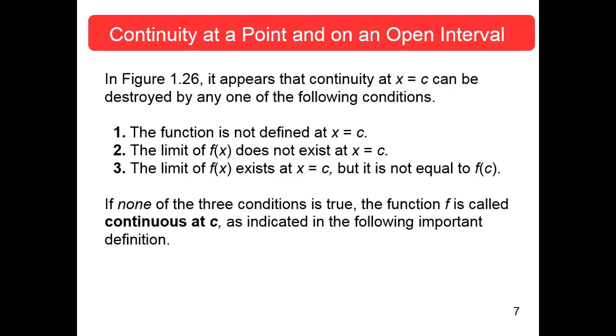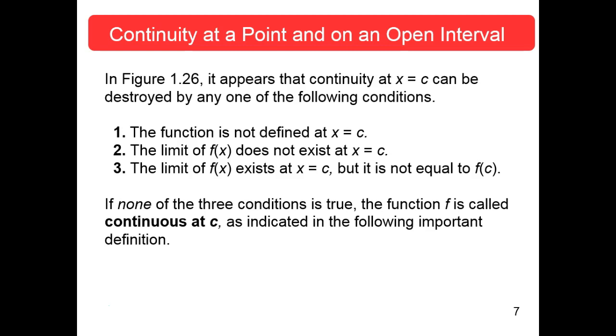That also keeps it from being continuous, but the limit exists here and here. This one, the function is not defined. This one, the function is defined, but it's not what the limit is. This one, the limit doesn't exist. There's a jump discontinuity. If none of the three conditions is true, the function is said to be continuous at c.